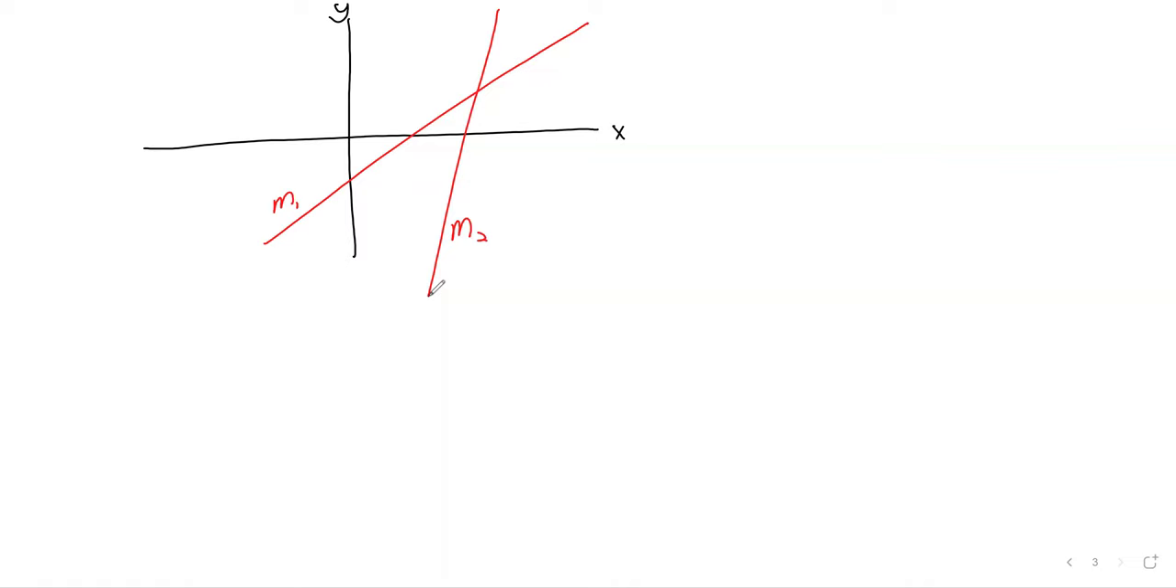And suppose you're interested in this angle. Well, that angle is related to the slopes of the lines in a somewhat convoluted way. The tangent of theta is the one slope minus the other slope, divided by one plus the product of the slopes. And this is what we'll try to show.